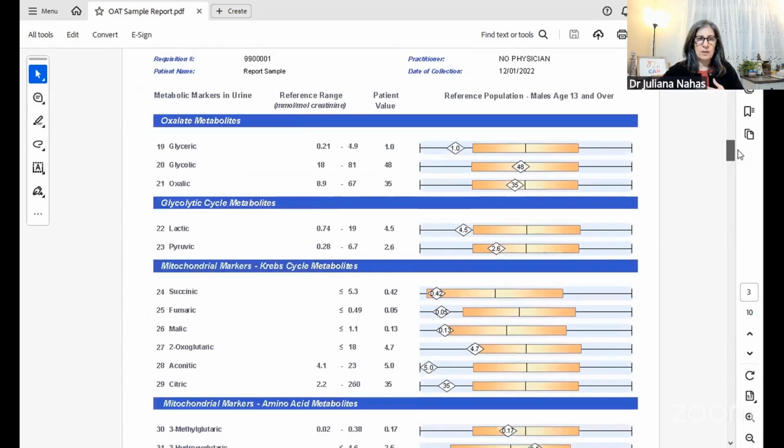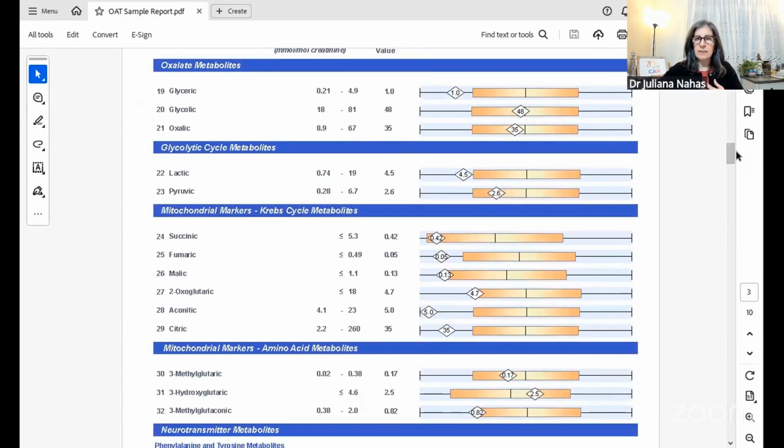So we saw the oxalate metabolites, and I would say that a lot of my children with autism have elevated oxalate metabolites because they have an impairment in the breakdown of these metabolites, or they have yeast infection that's causing these metabolites to go up. So we often see a disruption here.